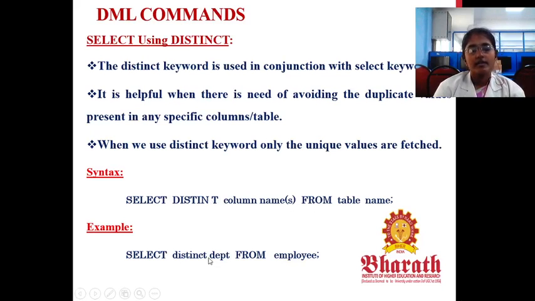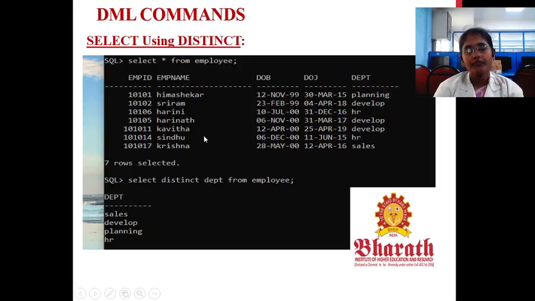So see here, select distinct department from employee. Like this. If we give it like this, from the table employee, under the column department, if there are any duplicate values, those values will be deleted. This is the example. See here, select star from employee. That means under the employee table, this is the entire table. So it has selected the entire table.